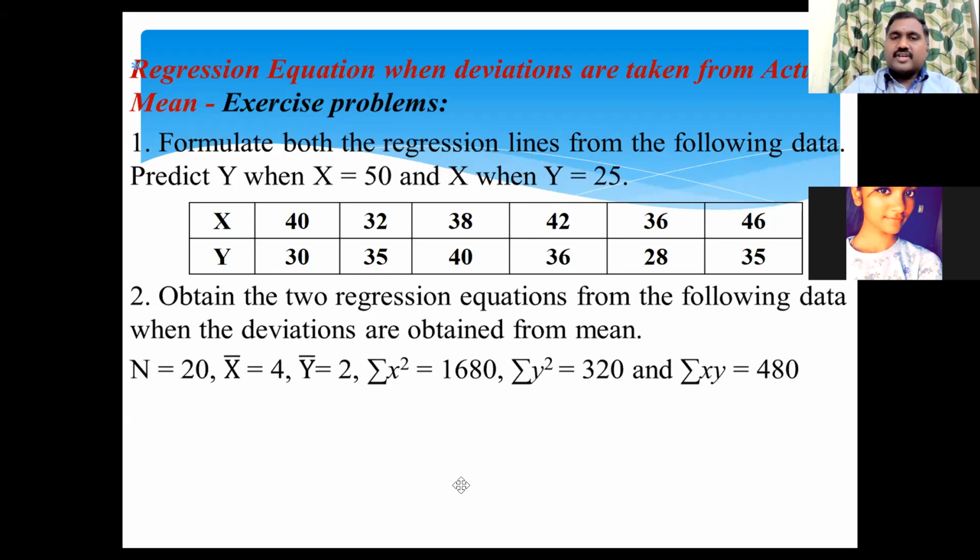You have to use both regressions, y on x and x on y. But for b of xy, the regression coefficient, which one do you use? Assumed mean, that means summation xy by summation x square, not sigma x by sigma y. Why? Because in the first problem, they didn't give the standard deviation value. If they're given, then you can use them. Now I think you copied this problem.